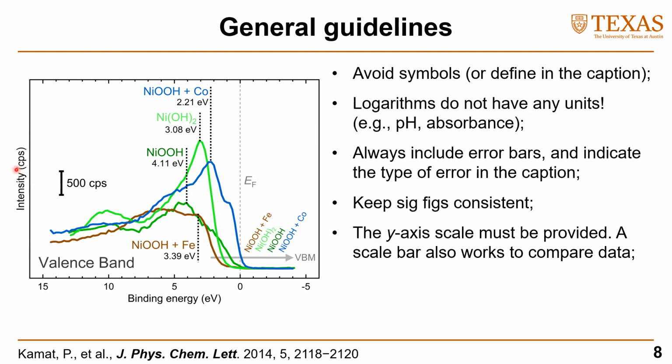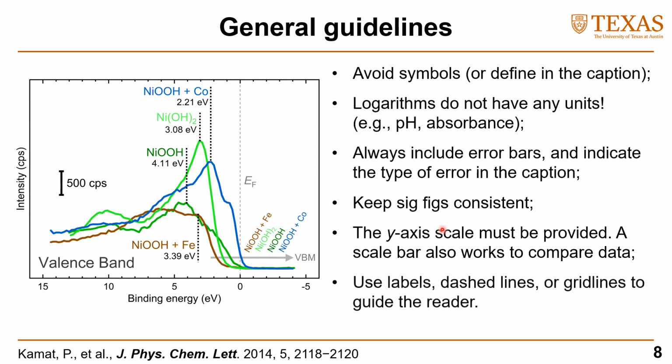So in general, just make sure you always show this, either using the scale on the axis itself or using a scale bar. And as I told you, use labels, dash lines, and grid lines to guide the reader. You don't necessarily need to add grid lines all the time, because sometimes grid lines make the plot look crowded. So you can use dash lines. For instance, here, just by adding one dash line at 0, we are showing that the Fermi level should be 0, right?